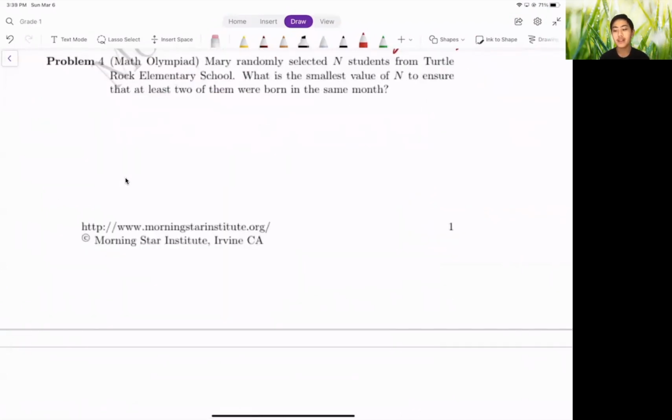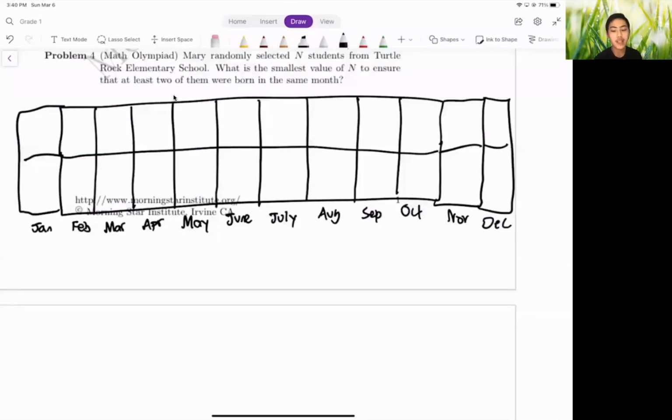Mary randomly selected N students from Turtle Rock Elementary School. What is the smallest value of N to ensure that at least two of them were born in the same month? So let's just pretend that Mary chose the most number of students in the most unlucky way. Well, as we can see, we have the months written on the bottom here, and let's just say that she picked one for each month.